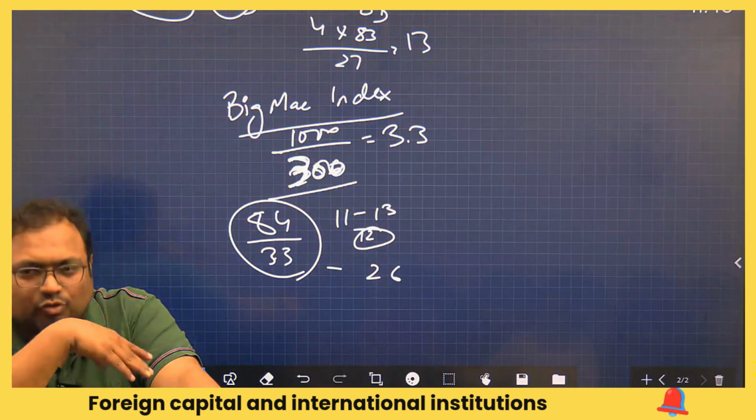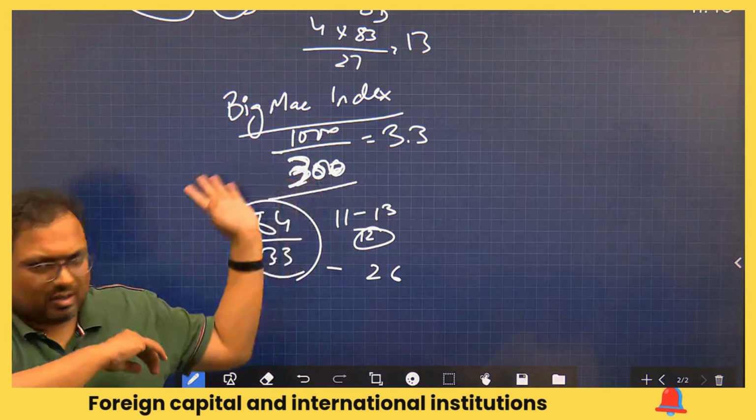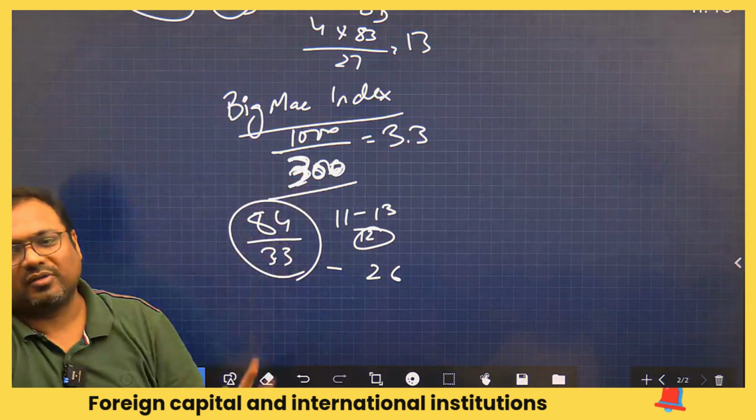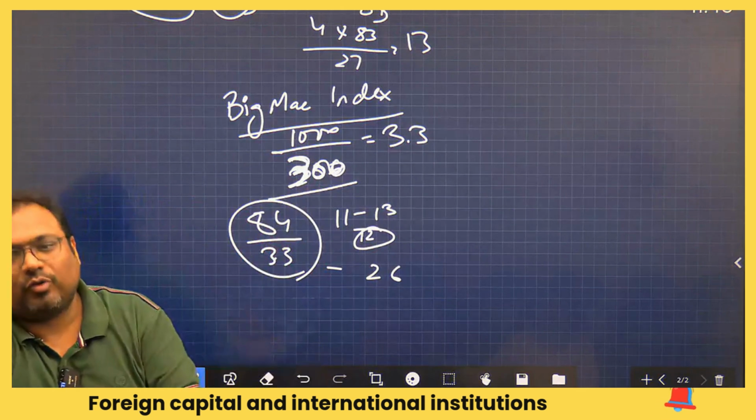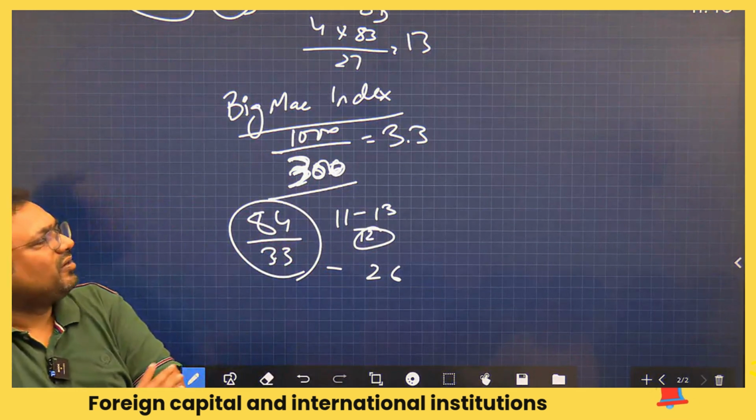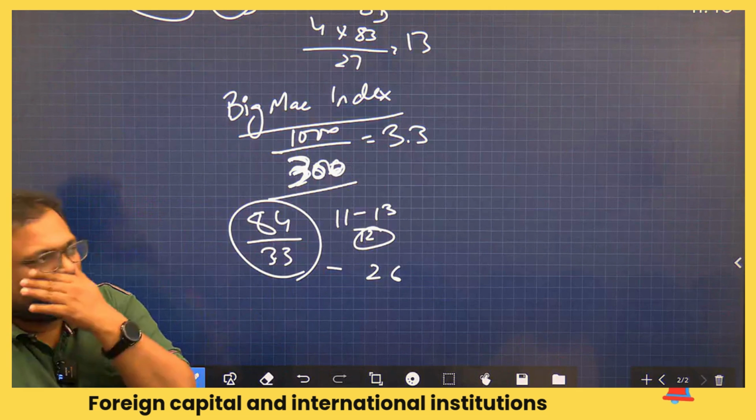It is the largest food chain. Any food chain which is comparable to McDonald's, and if it has a universal product that is available, even that can work. But there is no one actually. No chain is present in almost all the countries. So because of that, it works.